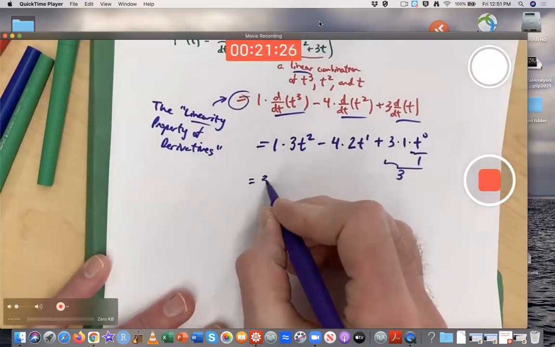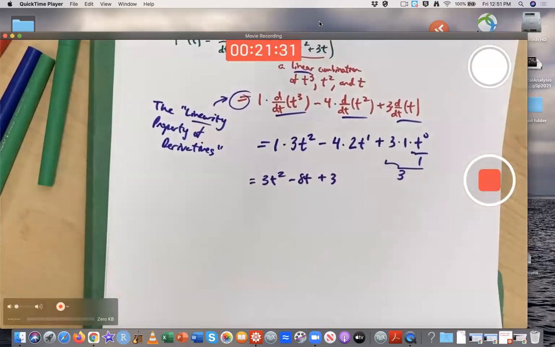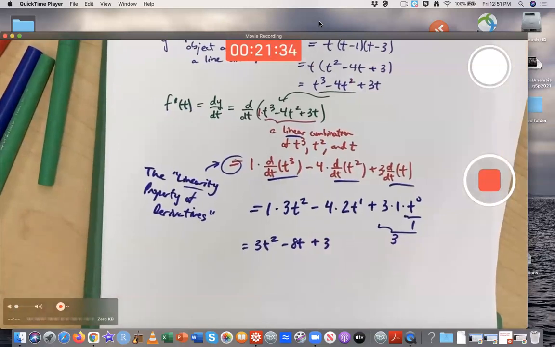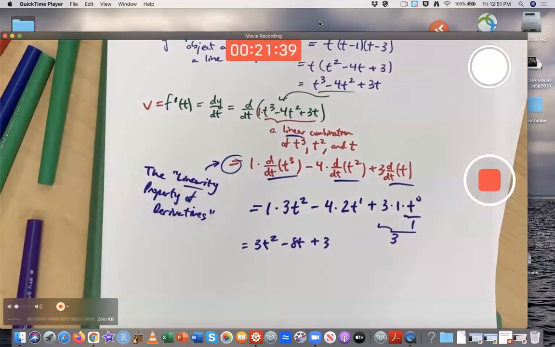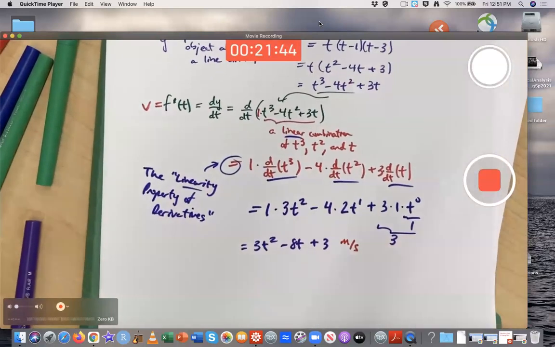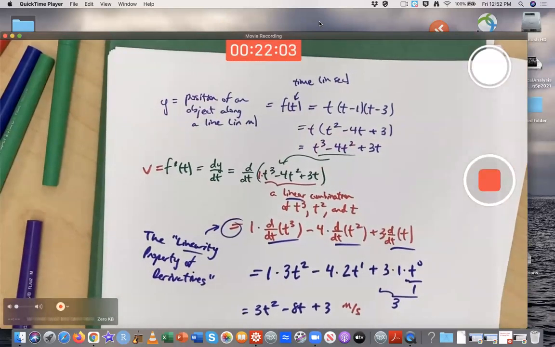Simplify a little bit. Your final answer is 3t squared minus 8t plus 3. There's the derivative. And that would be the velocity. Let me go back to the beginning and mark this as a v for velocity. And it would have units of meters per second. And if the units of distance were miles and the units of time was hours, its units would be miles per hour. Right? It's units of distance per unit of time. And it is a function. I can use this to find the slope of the tangent line to the original graph at any time I want.